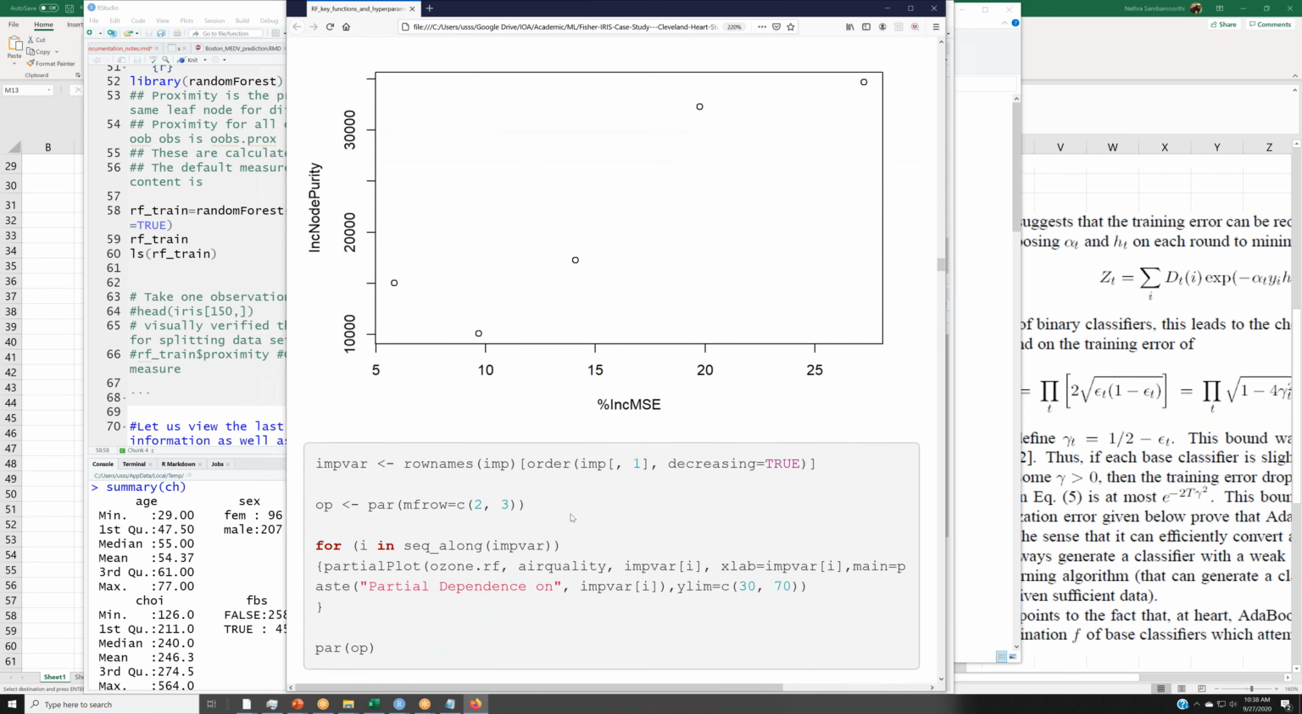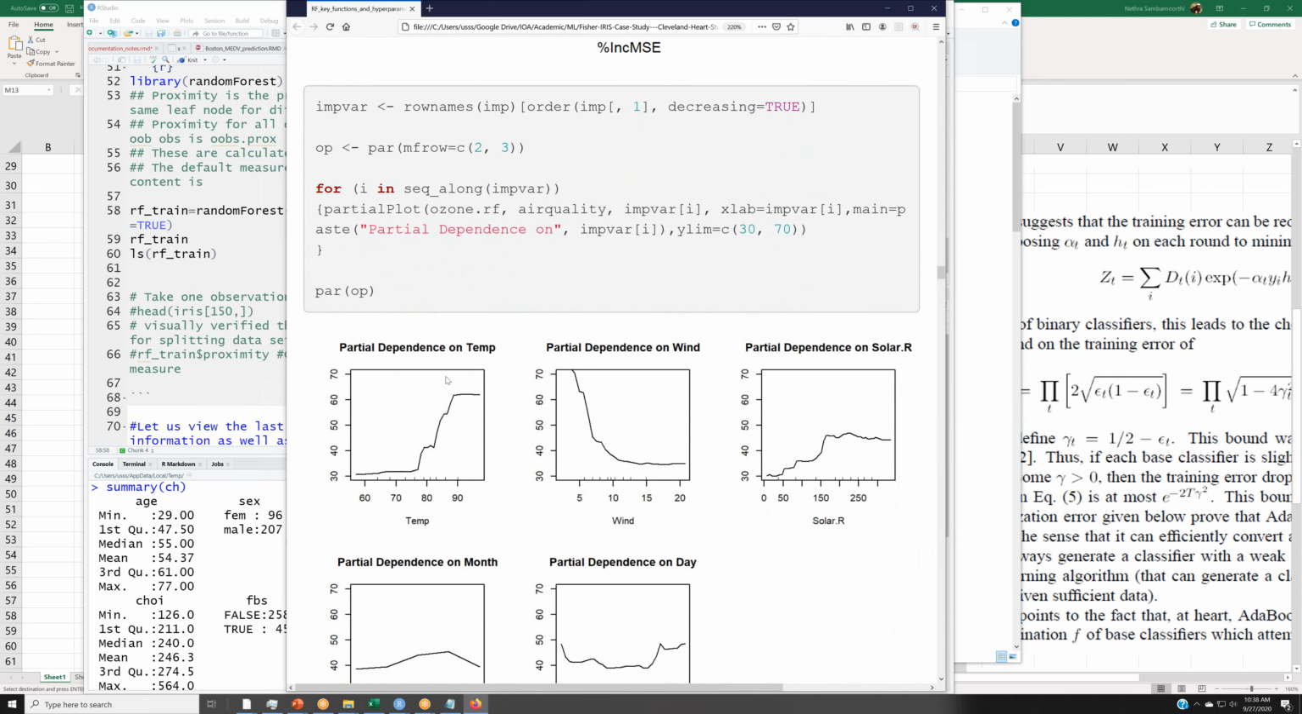But what I want to explain is the partial dependence plots, because this is another way of looking at variable importance. It also tells you at what levels of those variables they become important to explain the prediction and the error, right? So it says, for example, up to 70 degrees, it's not really explaining much, right?